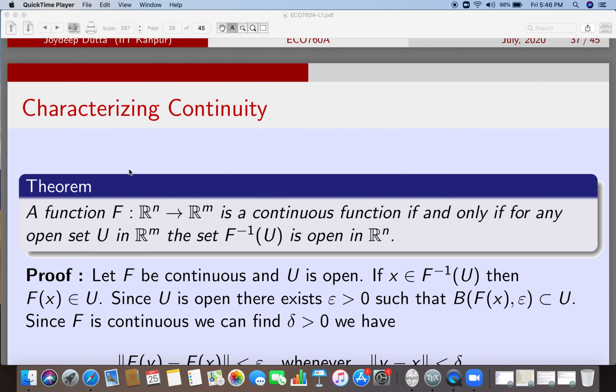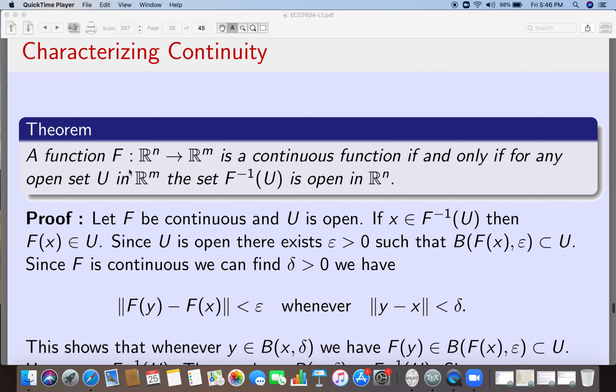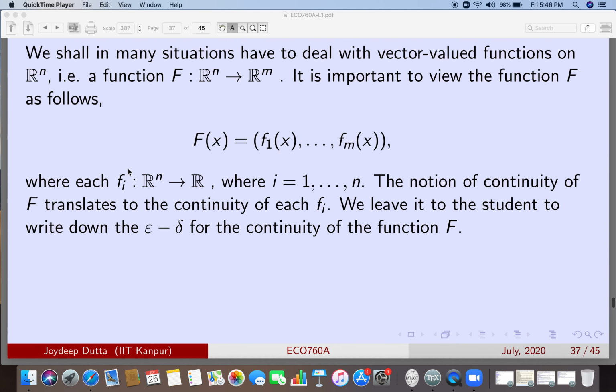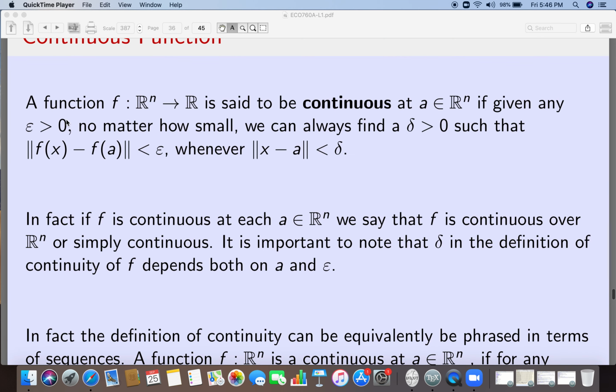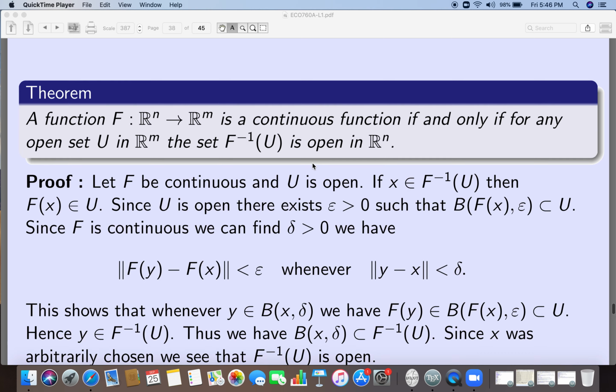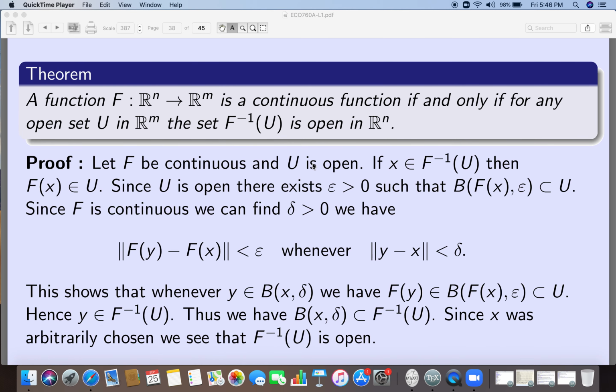Now once I know about a continuous function f from Rn to Rm, you know how to write down the epsilon delta definition. You just put m here and everything remains the same, but this would be a norm in Rm and this would be a norm in Rn. There is an interesting and very important characterization which some people call a topological characterization. In fact, the most general way to define a continuous function is this, but it can be proved as a theorem in the case of functions from Rn to Rm or from Rn to R.